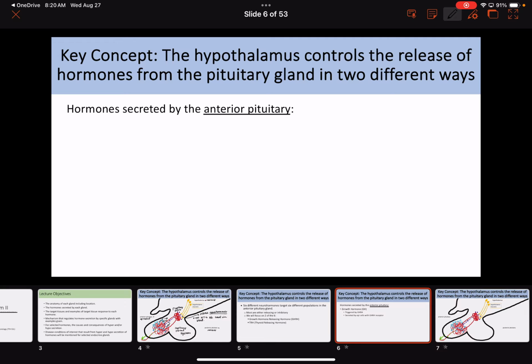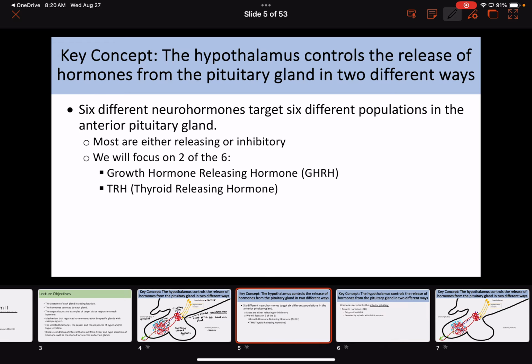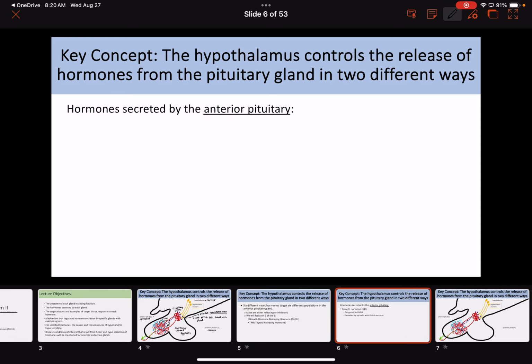And then the hormones that are secreted by the anterior pituitary, because these two are from the hypothalamus, the releasing hormones are from the hypothalamus. The hormones secreted by the anterior pituitary include growth hormone. It's triggered by growth hormone releasing hormone, also known as GHRH. Remember, hormones can be abbreviated, so you can use the abbreviations if you need to. But growth hormone is triggered by GHRH, and it's secreted by epithelial cells with a GHRH receptor.